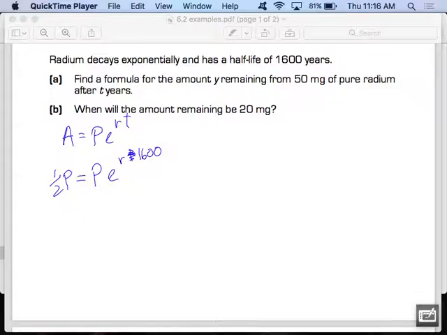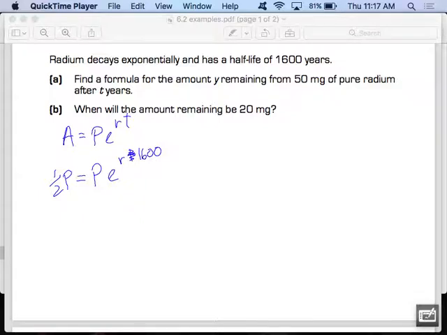How many variables in that equation? 2. Good. Can I make one of them disappear? Yeah. Can I divide both sides by P? Yeah. Now, the reason I ask that question is because, remember, one of the rules we have is never divide by a variable unless you know it's not zero. Can P be zero? No, because if we don't have any radium, we're talking about something that doesn't exist, so we skip it and move on. So we're sure that P can't be zero.